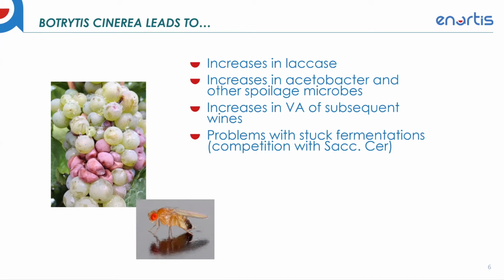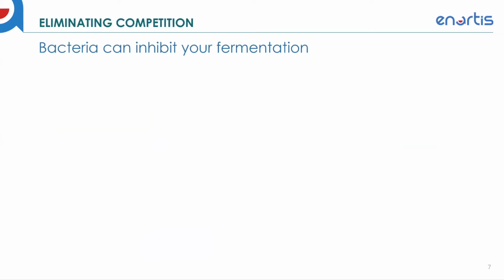And I'll try to touch on each of the points and how we can use enological tools to mitigate some of those situations. So the first thing that I'll touch on is eliminating competition in botrytis affected fruit. When we have botrytis, we basically get higher microbial loads in the juice or in the must when the fruit comes in. One of the main detriments to those high microbial loads is that the bacteria coming in on the fruit can lead to more problematic fermentations, in that they can actually inhibit the fermentation.